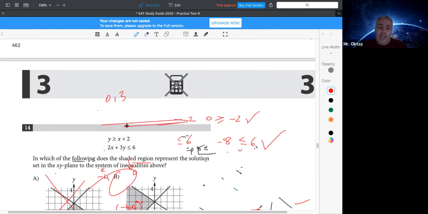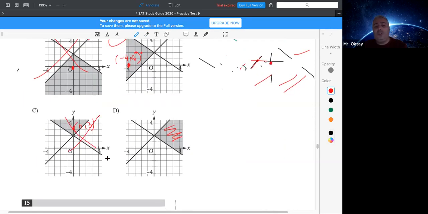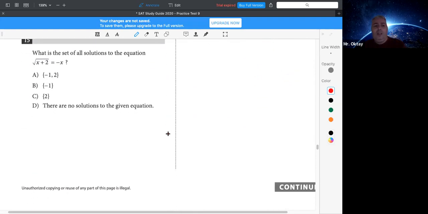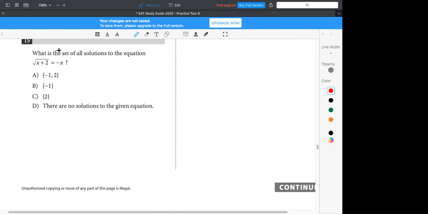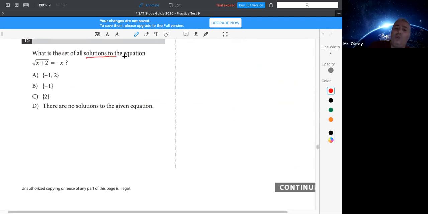Let's check. Now x is 0, y is 3. So 3 is greater than or equal to 0 plus 2. Yes, it is. But here, 2 times 0 is 0, 3 times 3 is 9. So 9 is less than or equal to 6? No. So it is not a solution. I think it's clearer now. Yes or no? Yes, I understand. Now, the question is this: what is the set of all solutions? Now, whenever you have a radical, directly take the power of 2.